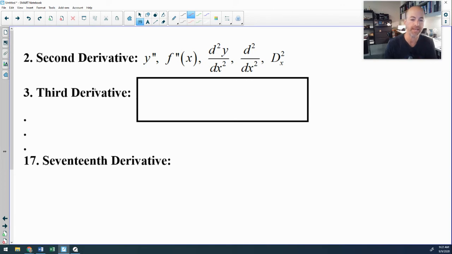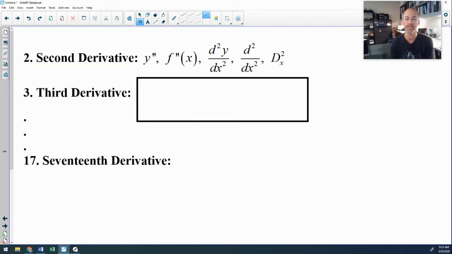And if you look at the second derivative, you already knew the y double prime and the f double prime notation. That's fairly standard, and a lot of people like that because it's easiest to write. But look at the Leibniz notation and the placement of those exponents. This does mean the second derivative. That is not the first derivative squared. I can't think of a reason to square the first derivative. So this is the second derivative, and the exponents are in those locations for a very good reason.